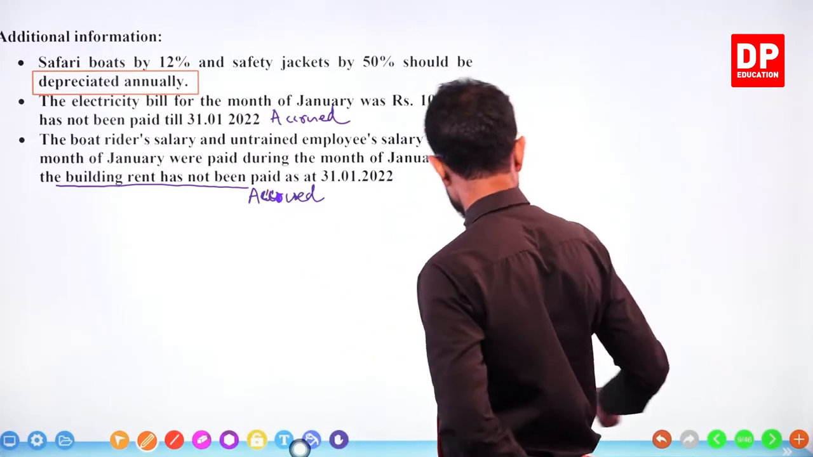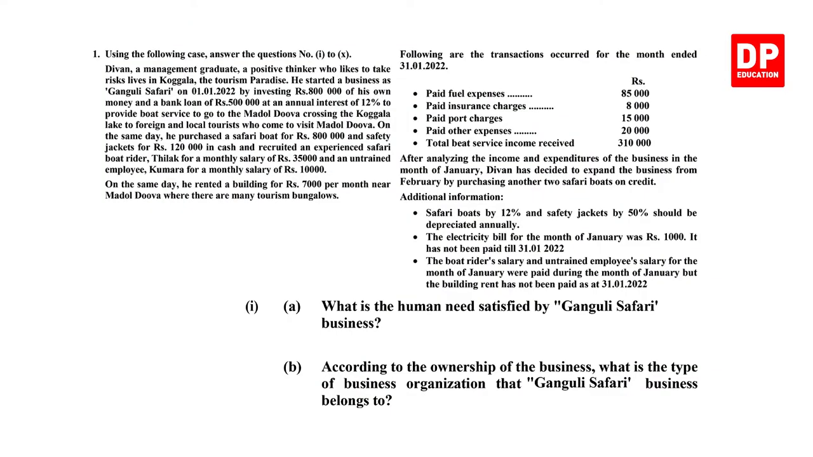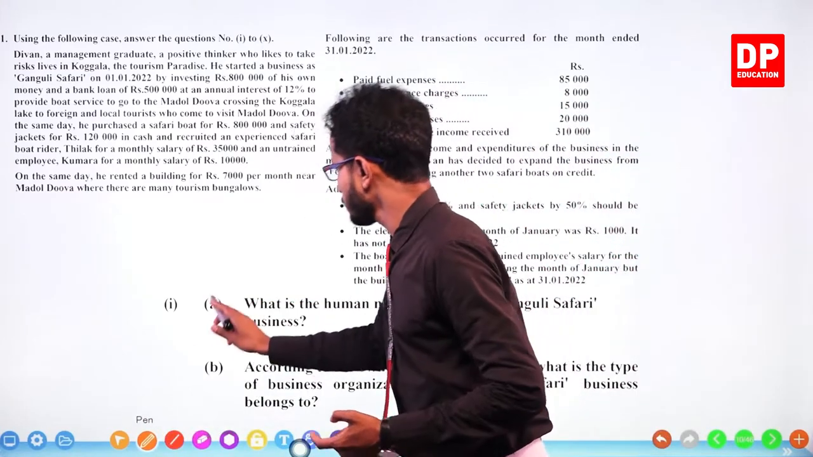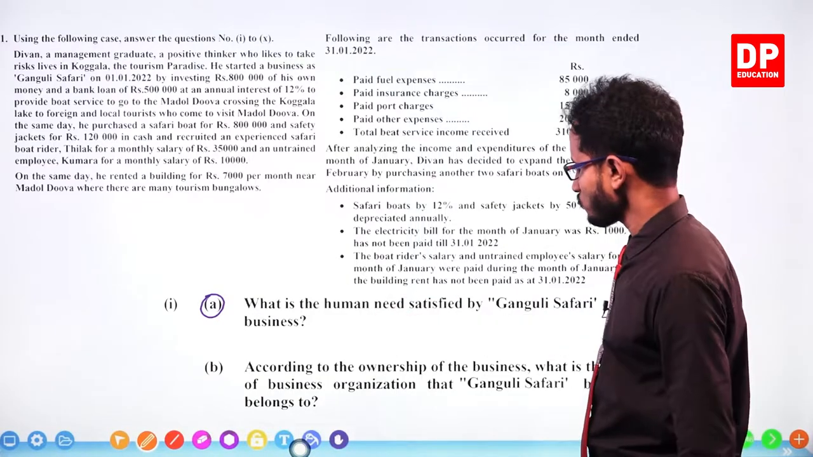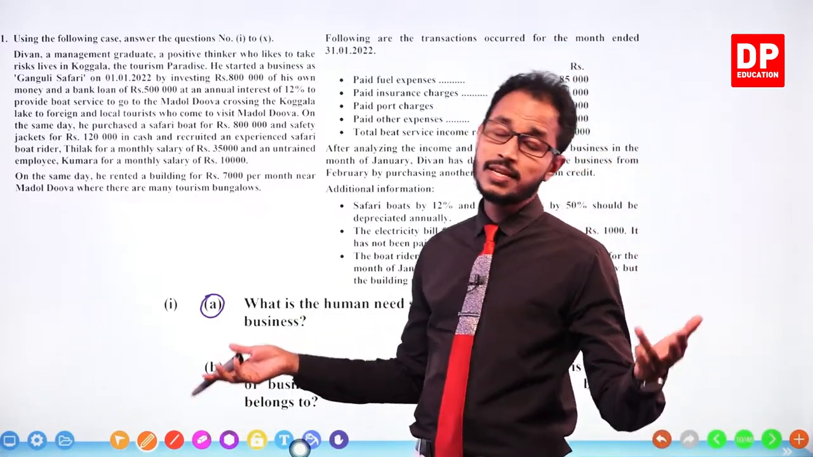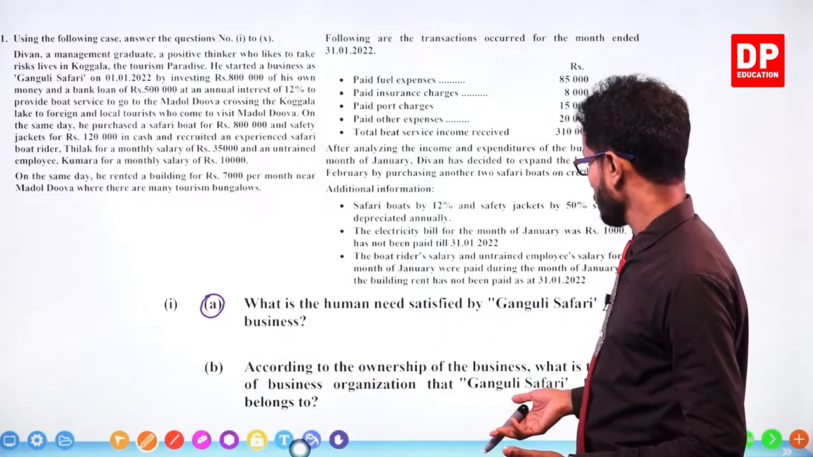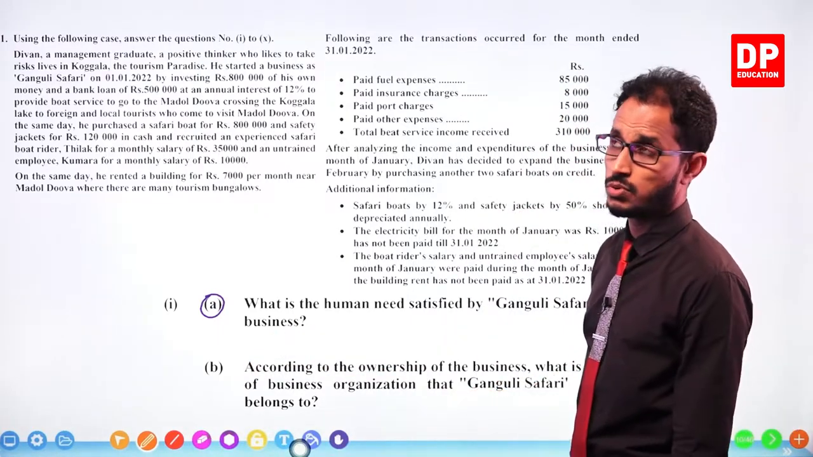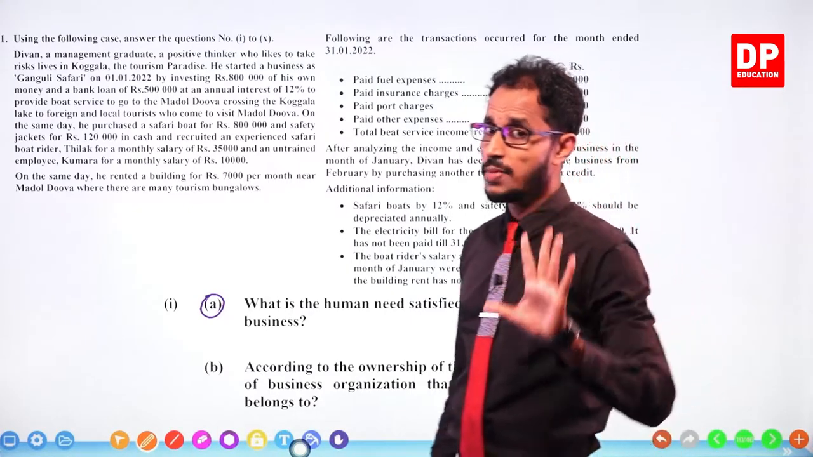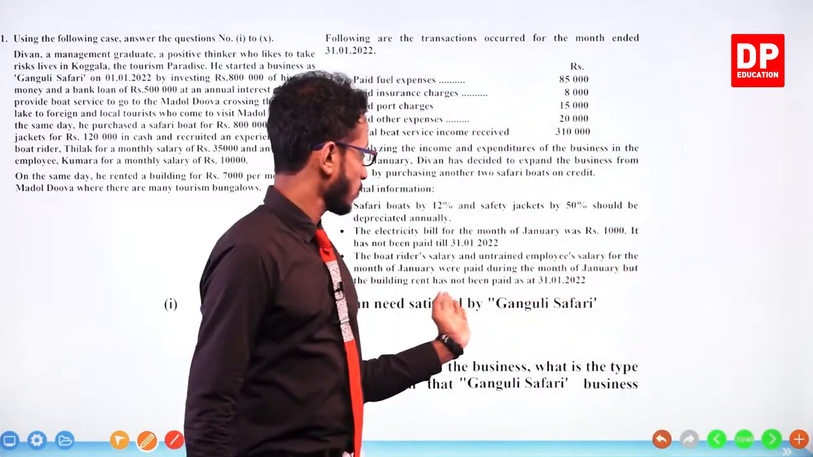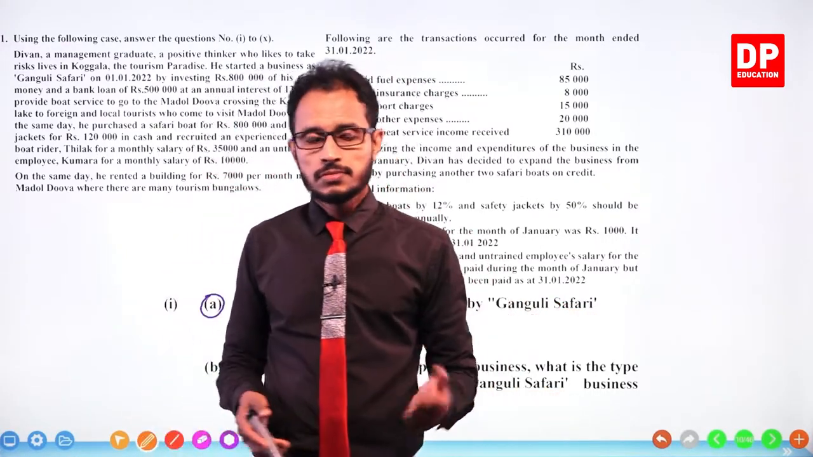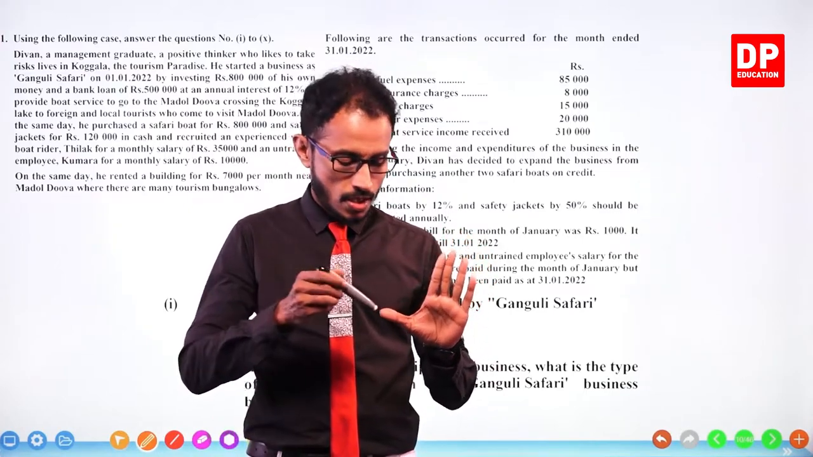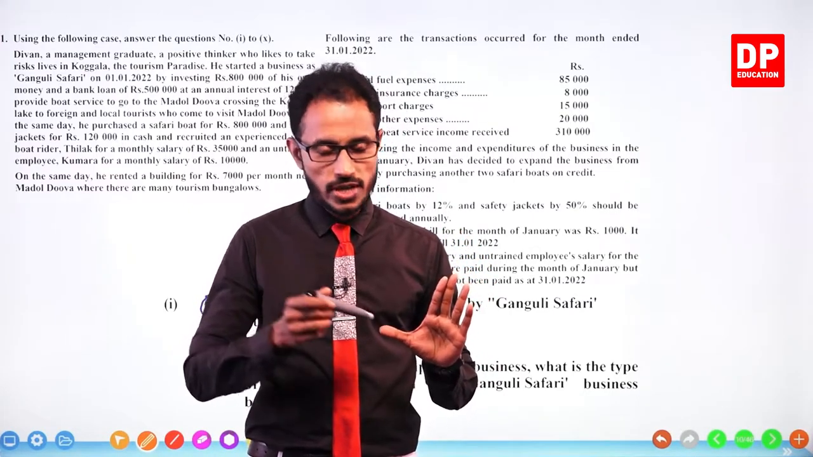Right, let's get on with it, shall we? First question. What is the human need satisfied by Ganguly Safari? Straightforward question. You don't have to think about it. There are only 5 basic needs. Ganguly Safari is satisfying a need. Namely, if you name them.